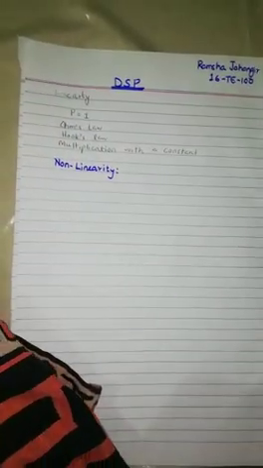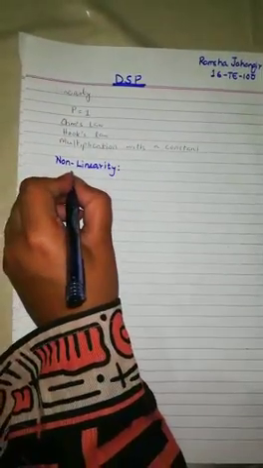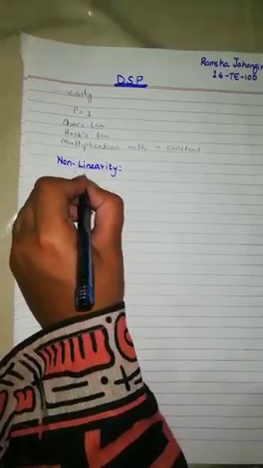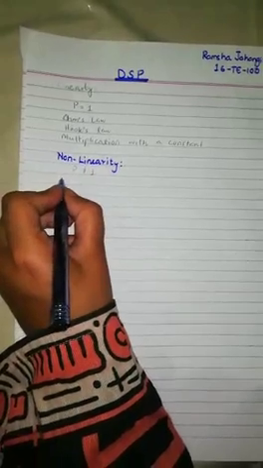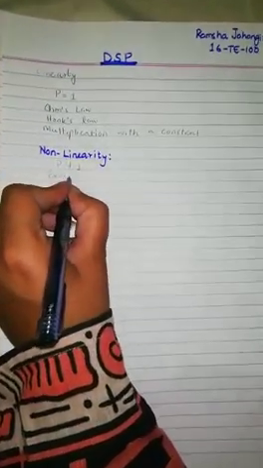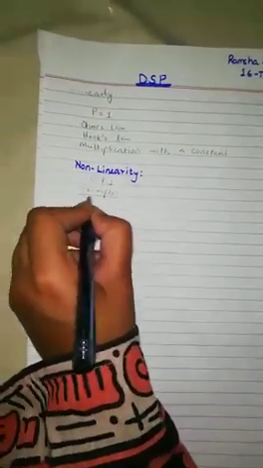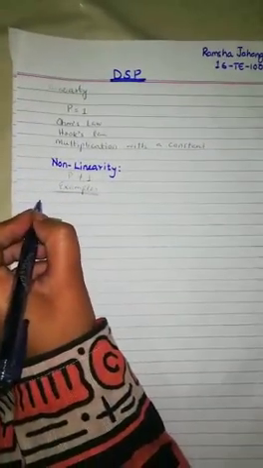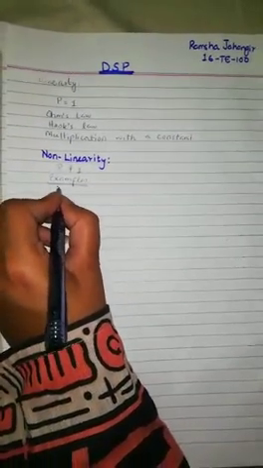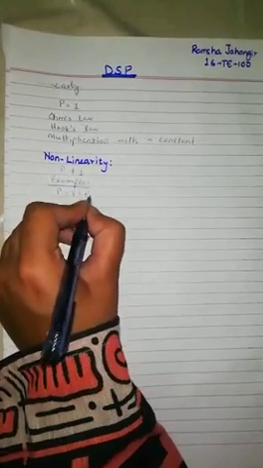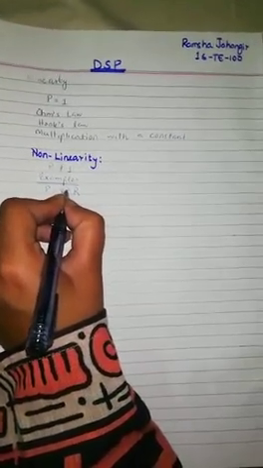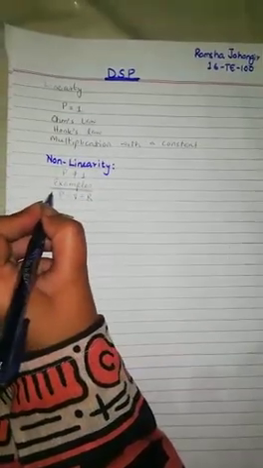A non-linear system is that whose power is greater than 1, or we can say power is not equal to 1. Examples of non-linear system are, we say when power is equal to V squared over R. Here the square indicates power is not equal to 1.